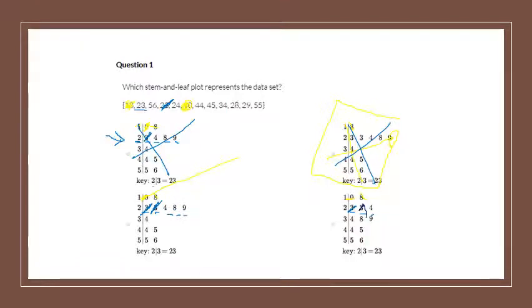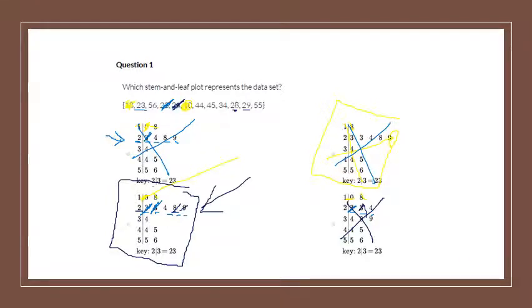Okay, both of these have a 24, so I'm not worried about that one. Let's see any other 2's places. I do see a 28 and a 29. That means I should have a 2 in the tens place, an 8 and a 9, but I do not have that in this last one. So I can tell that this stem and leaf plot is my answer.